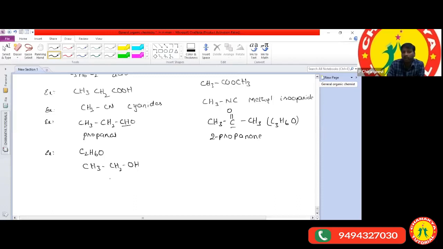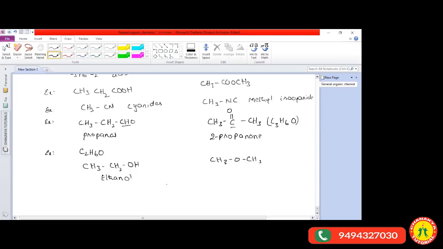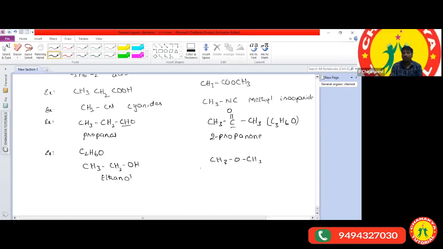So the given one is called ethanol. And this we can also write as CH3-O-CH3. What is the functional group present in the given compound? The first one is alcohol. The second structure is R-O-R.